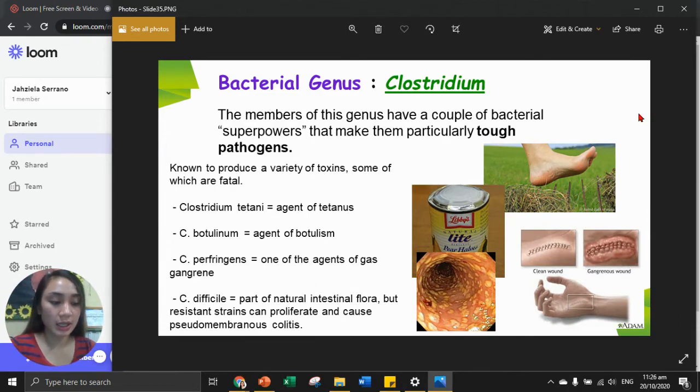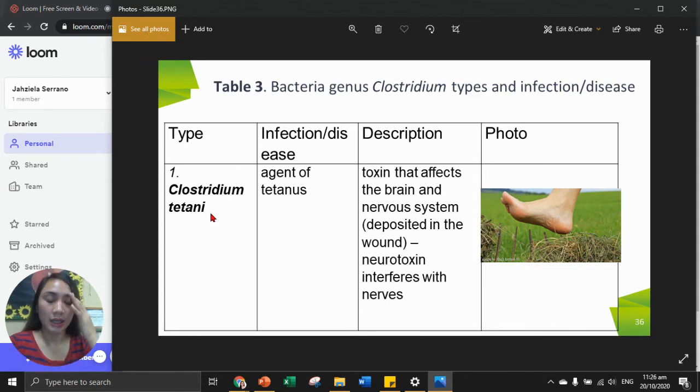So, let's look at Clostridium tetani. Eto, di ba, naririnig nyo na yung tetano. Mostly, it's present in metal, yung mga ating, ano bang kalawang? Kalawang ba? Nangangalawang na pako, etc. So, it's an agent of tetanus.